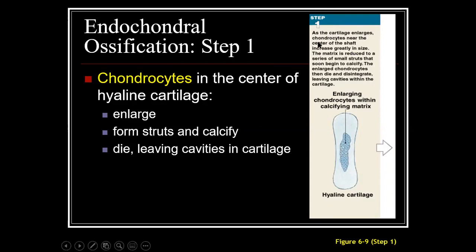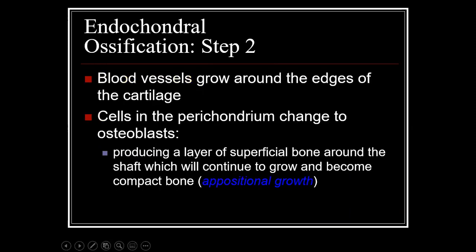Step 1, as the cartilage enlarges, chondrocytes near the center of the shaft greatly increase in size. The matrix is reduced to a series of small struts, which I'm not really sure what we mean by struts, but we can assume it means layers, that soon begin to calcify. The enlarged chondrocytes then die and disintegrate, leaving cavities within the cartilage. So that's step 1. Chondrocytes enlarge, and then they die, leaving cavities in the cartilage.